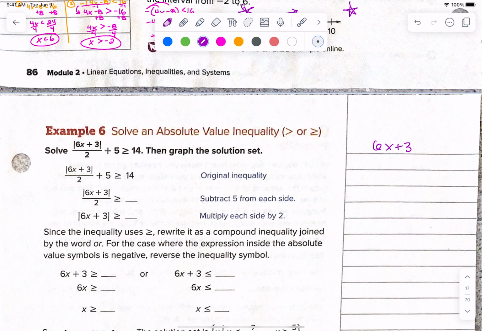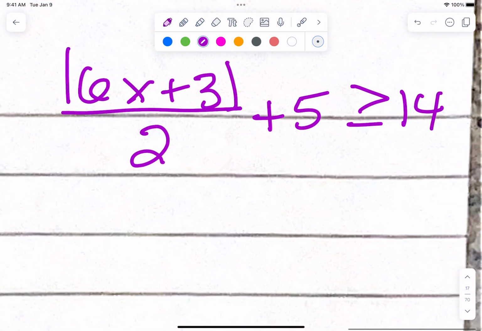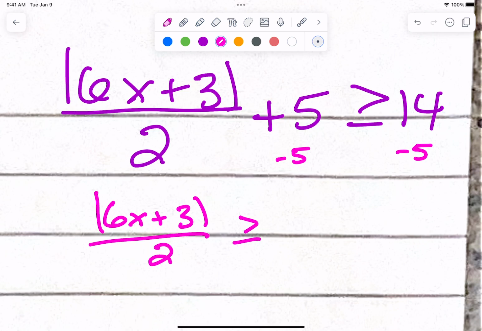6x plus 3 divided by 2 plus 5 is greater than or equal to 14. All right, here we go. What would you like to do first? Subtract the 5. Yep, let's subtract the 5. What's 14 minus 5? 9. So 6x plus 3 over 2 is greater than or equal to 9. Did I need to flip my sign? No. Nope, just 9. Okay, then what?